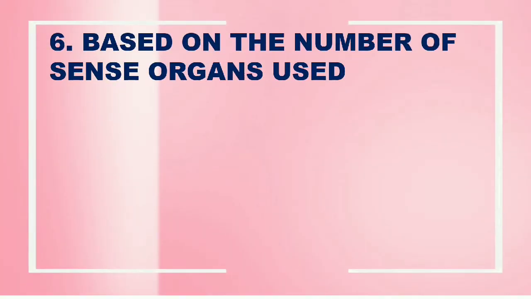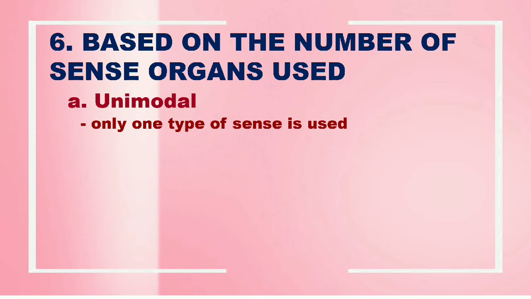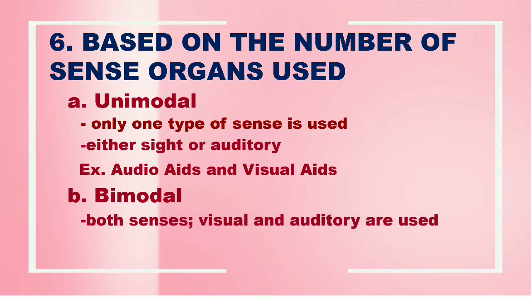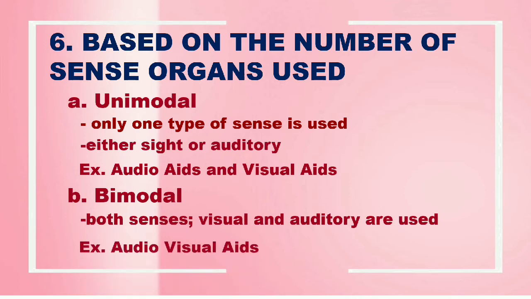Next, based on the number of sense organs used. Unimodal. Only one type of sense is used. It is either sight or auditory. Examples are the audio aids and visual aids. Next is bimodal. Both senses, visual and auditory, are used. Examples are the audio-visual aids.